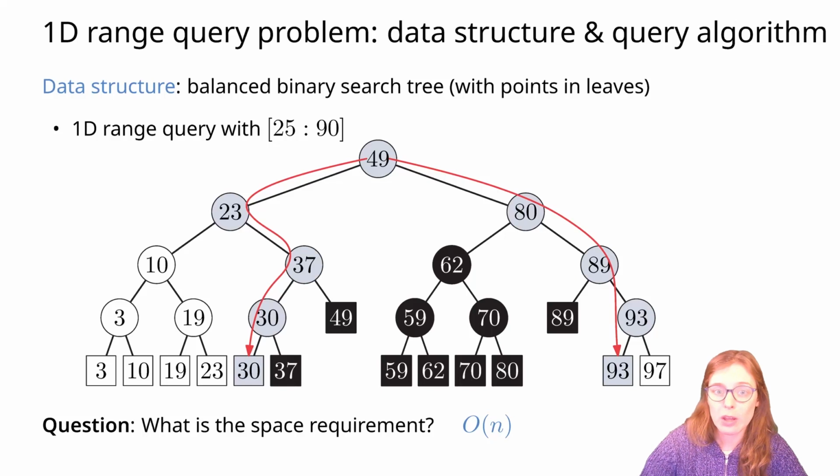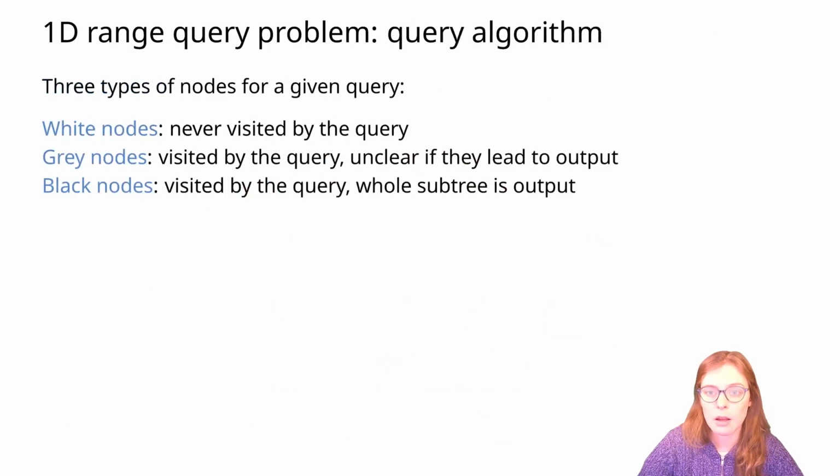We also know how fast we can build a balanced binary search tree. So the interesting question here is, how long does a query algorithm take? Again, when we executed the query, we had three types of nodes in the tree. The white nodes, the nodes that we never visited by the query. The gray nodes were the nodes on the search paths of the query. And the black nodes, the nodes that lied in between of the two search paths.